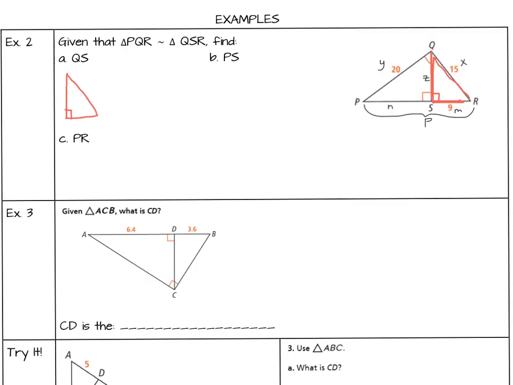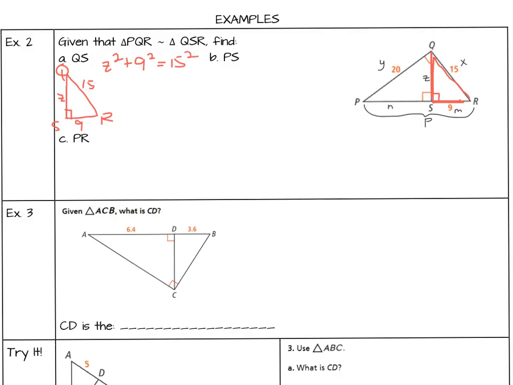Q is on the top, S is on the bottom, and R is on the right. We know that S to R is 9, Q to R is 15, and we're trying to find the length from Q to S, so we'll call that little z. Because this is a right triangle, we can do Pythagorean theorem here. So we can do z squared plus 9 squared equals 15 squared.